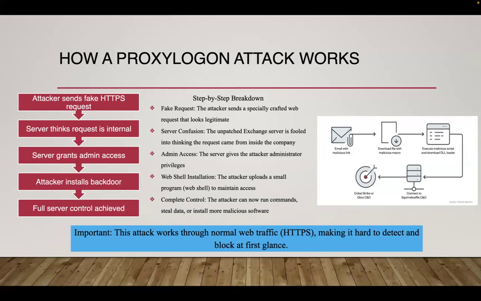How a ProxyLogon attack works. This is how it happens. The attacker sends a fake HTTPS request. The server thinks it is internal. The server gives admin access. The attacker installs a backdoor called a web shell. They now have full control: steal data, run commands, and deploy malware. It is dangerous because it looks like normal web traffic, so it is hard to detect.